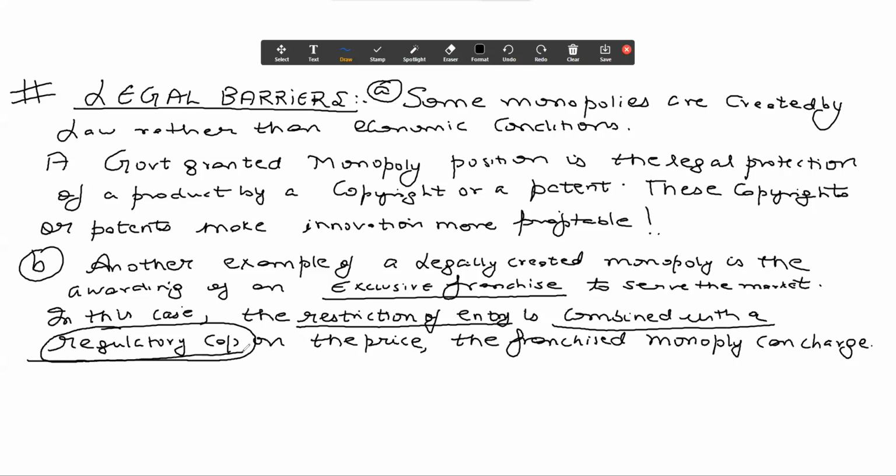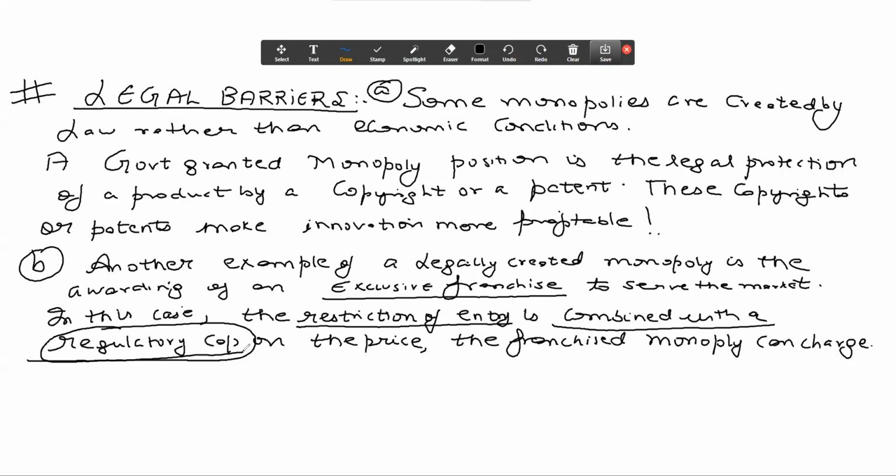That is something which is taken care of by the government. The government will tell the monopolist that you cannot charge a price above this. We have given the monopoly position to you. You cannot charge a price above this particular amount. So I hope all students have understood the concept of technical and legal barriers.